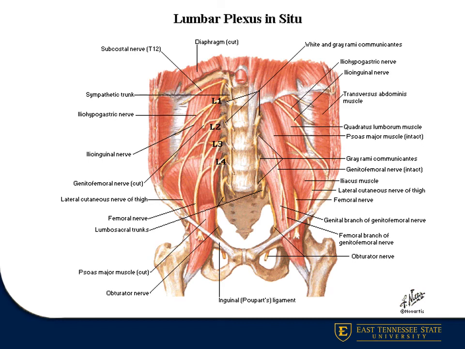down inferiorly. And then on the lateral border of the psoas muscle, you identify the femoral nerve, and on the medial border, coursing inferiorly by the psoas muscle, you'll find the obturator nerve.